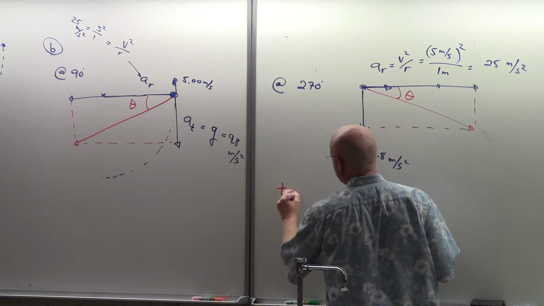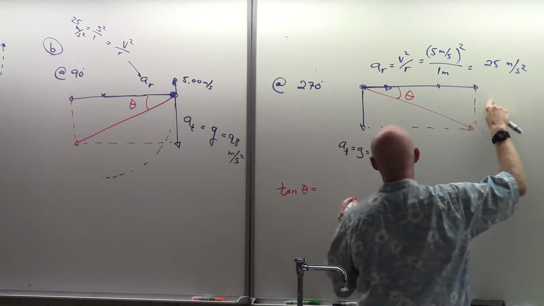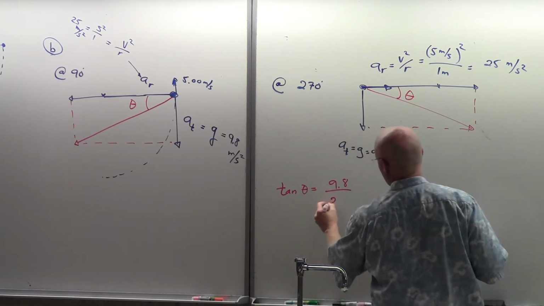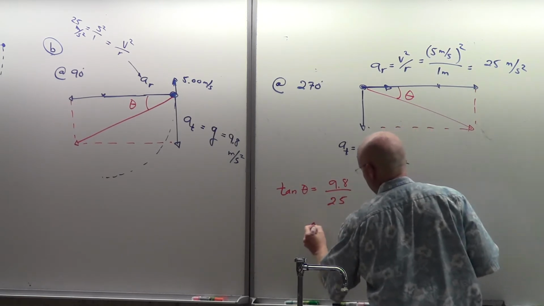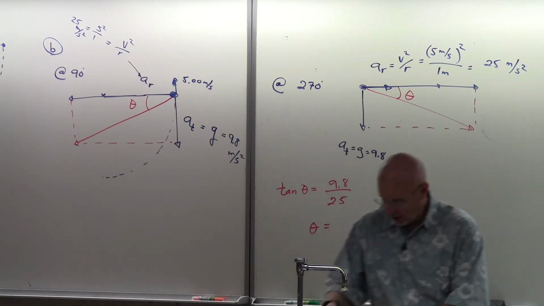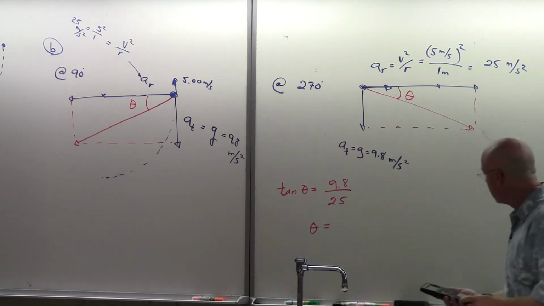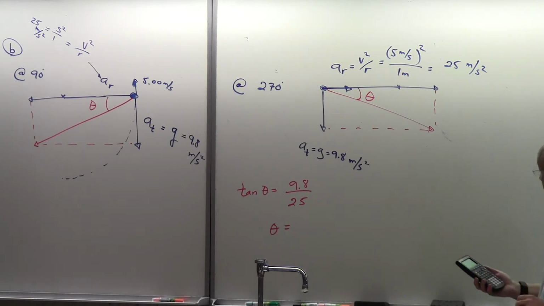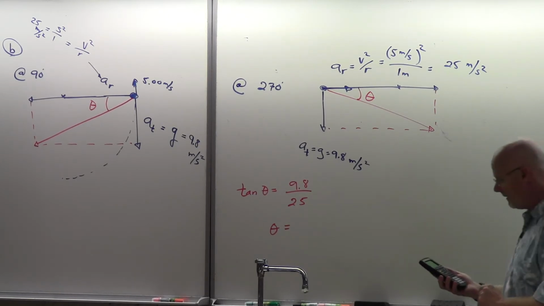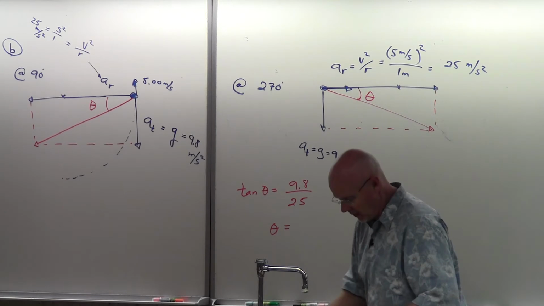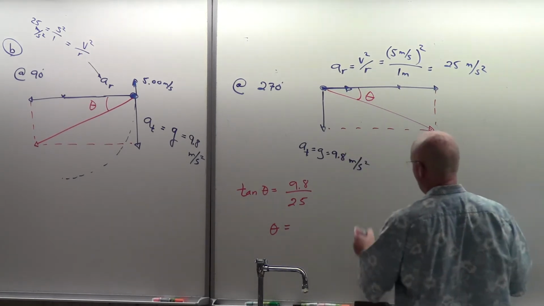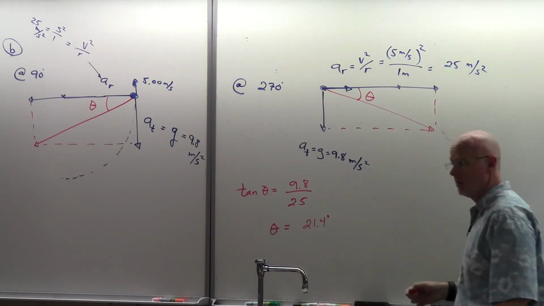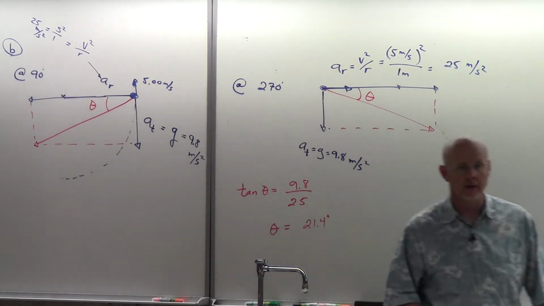And so we would get tangent of theta is the opposite, so that's the 9.8, over the adjacent, which is the 25. And so grabbing my calculator, I can go inverse tangent of 9.8 divided by 25, and we're looking at 21.4. So 21.4 degrees would be that angle.